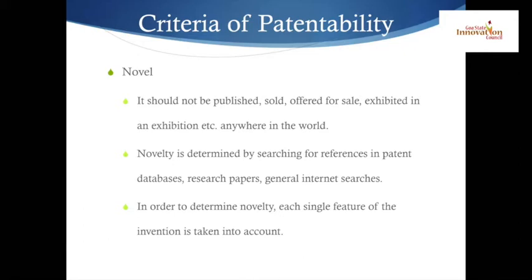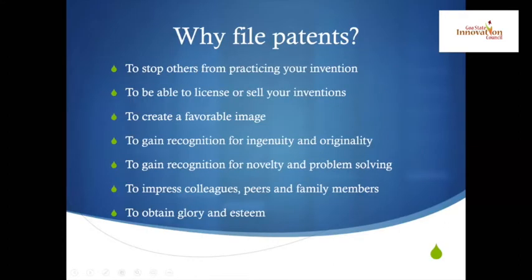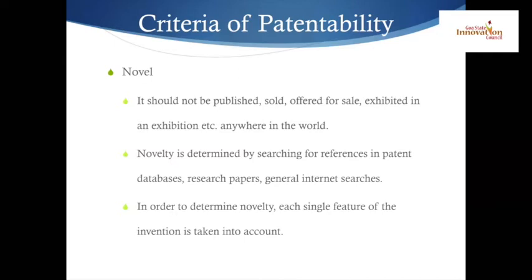So now we are going to the subject at hand: how to determine patentability potential. First of the criteria of obtaining a patent on your product or process is that it should be absolutely novel. There should be no disclosure at all anywhere in the world. Anywhere in the world. So novelty is adjudged by global standards.